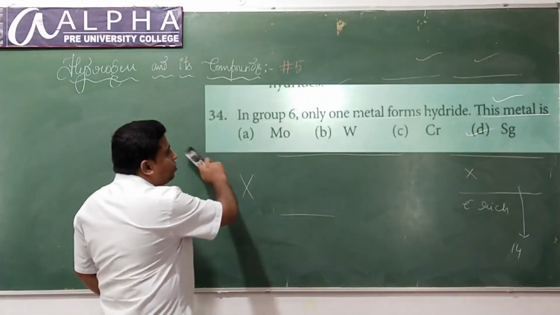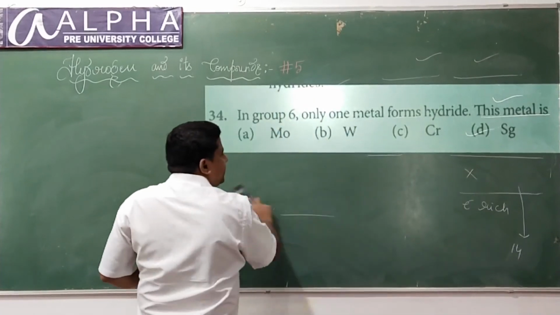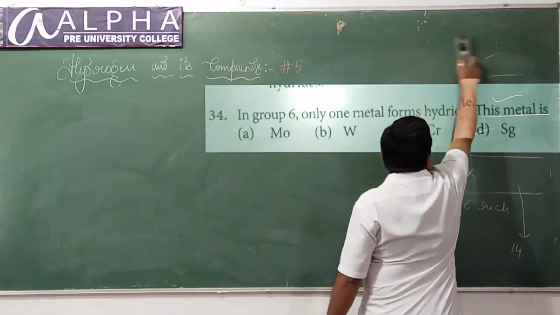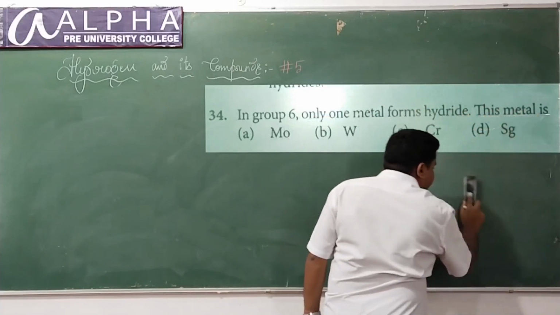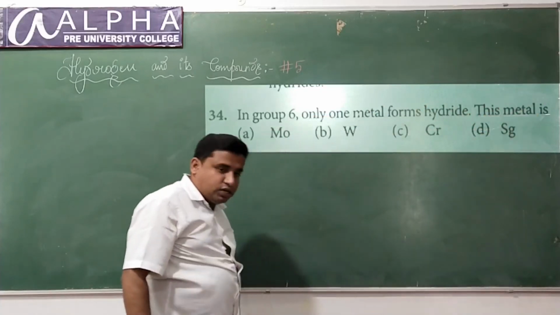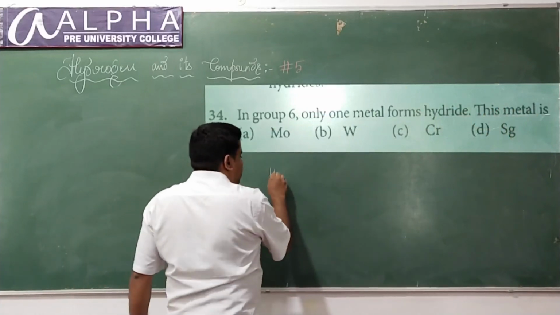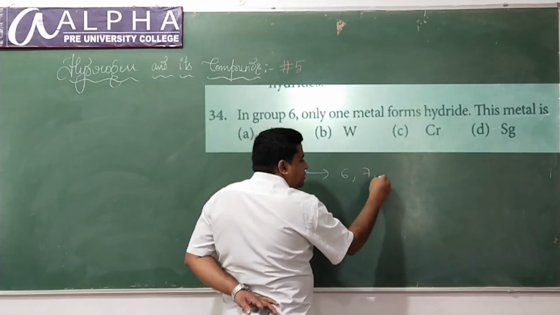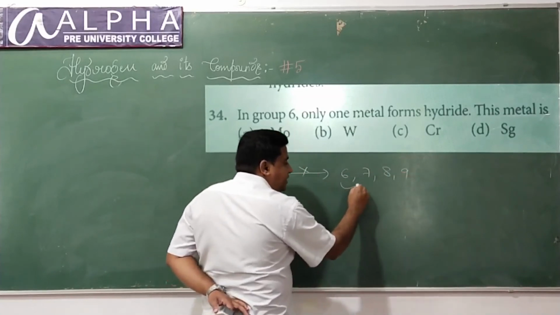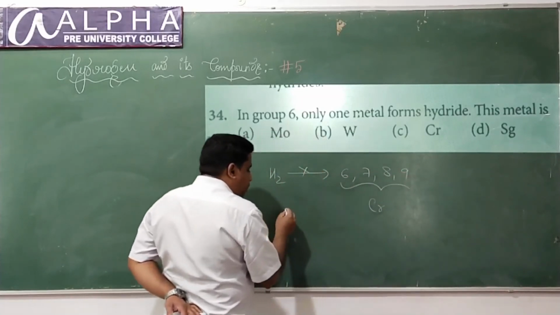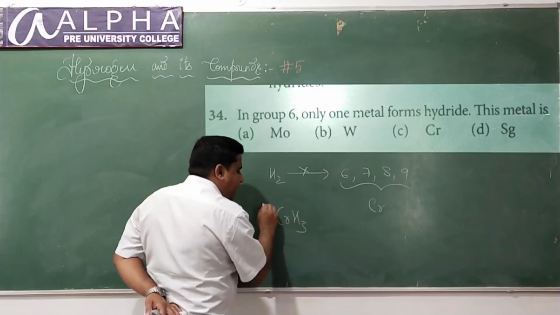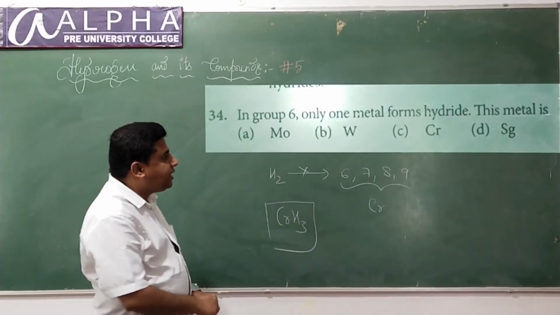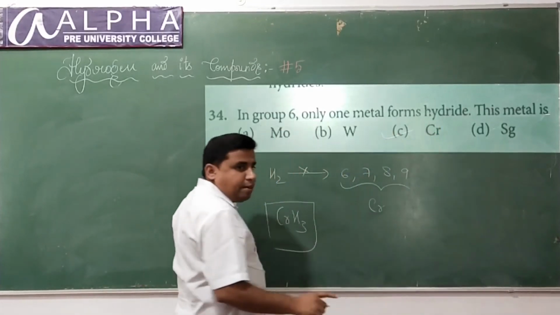In group 6, the only metal which forms hydride, I told you, hydrogen will not combine with the elements of group 6, 7, 8, 9 except chromium. It will form chromium hydride with chromium. So what is the correct answer? It is chromium, isn't it?